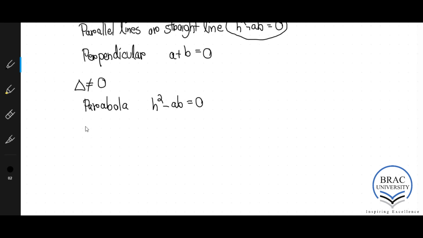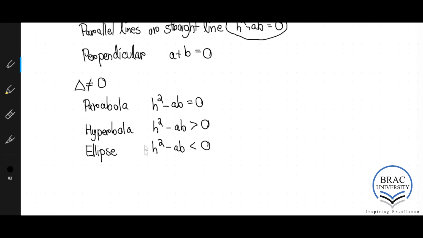When we have the discriminant greater than 0, we have the hyperbola. And when the discriminant is less than 0, we have an ellipse. So you can see how the general equation of second degree is giving us all of these as its results, depending on how the constants are given.